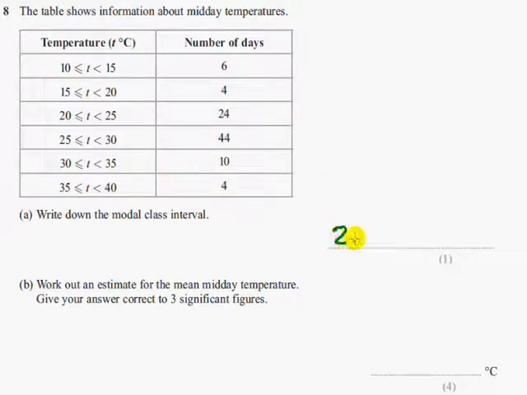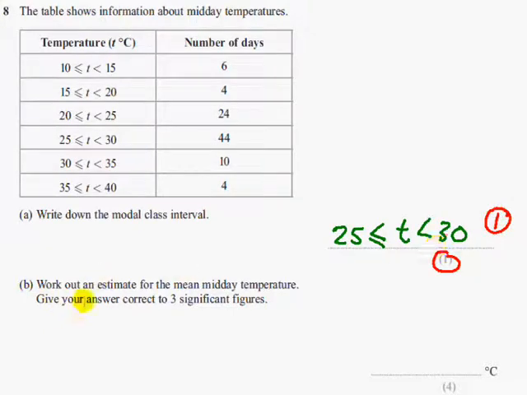So I'm just going to copy that. Greater than or equal to 25 but less than 30. Now that's worth 1 mark. So providing you write that down unambiguously, then you get that 1 mark.